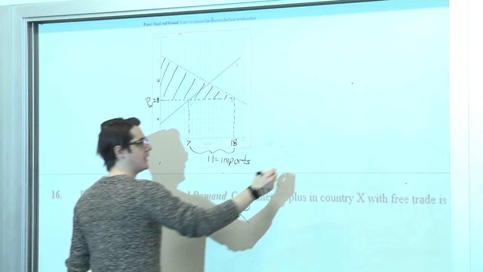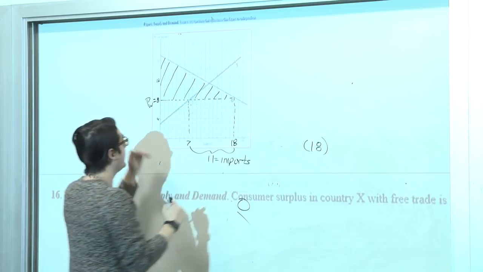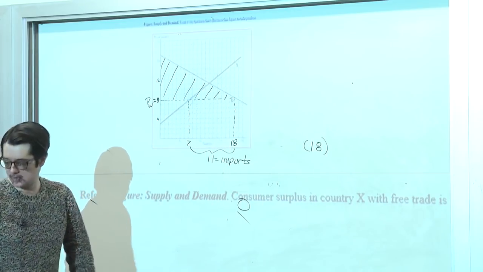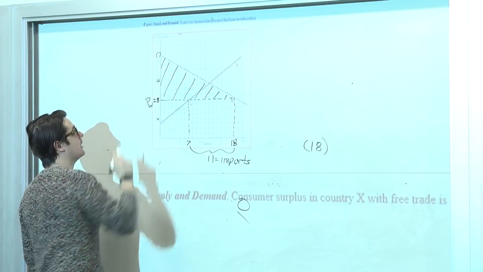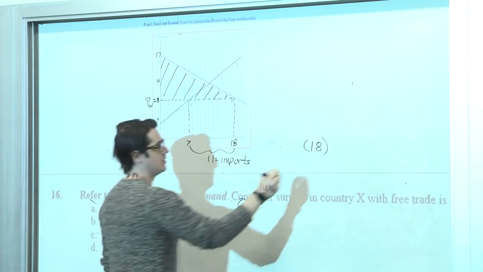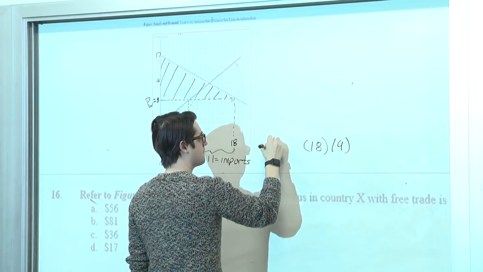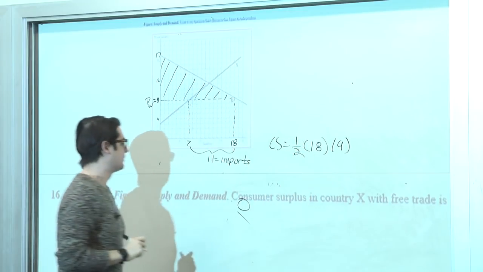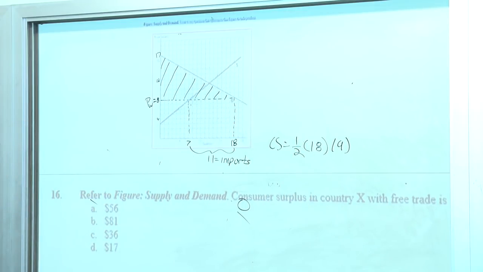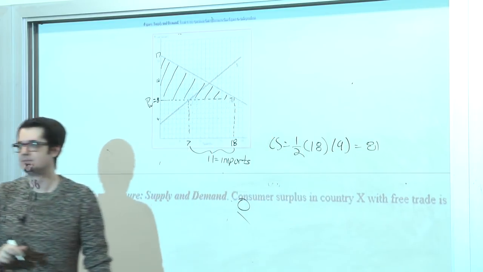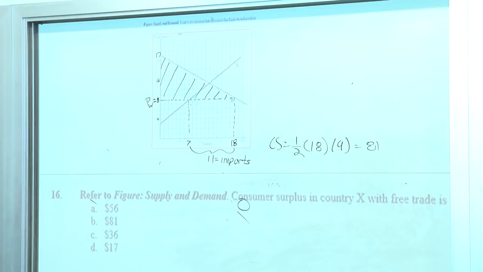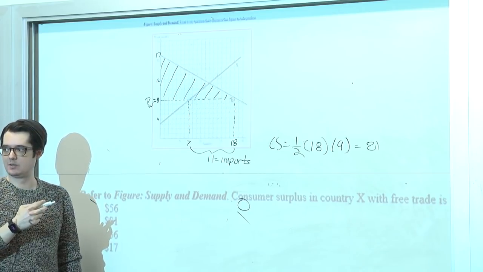Okay, so the base of that triangle is 18. The height of that triangle is, I can't see that. It's at 17 up there. The height of that triangle is going to be 9. And it is a triangle, so we multiply by 1/2. Very good. Our consumer surplus is 81. Make sense? Now, it's not asked here, but if we wanted to calculate producer surplus, what would we do?